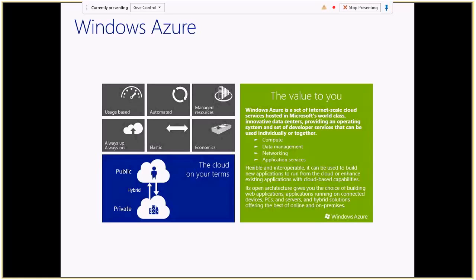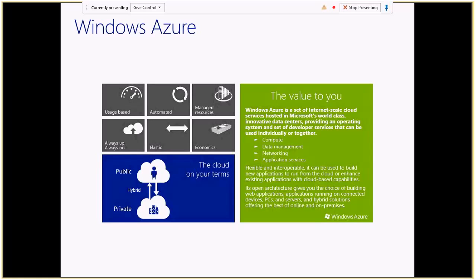So it's very elastic. Customers can dip their toe in the water, or they can actually go full force into Azure and allow it to grow as their organization grows. And then the economics behind it. I have yet to have a customer tell me that looking at cloud solutions and moving their data into the cloud is more expensive than running it on-premise.